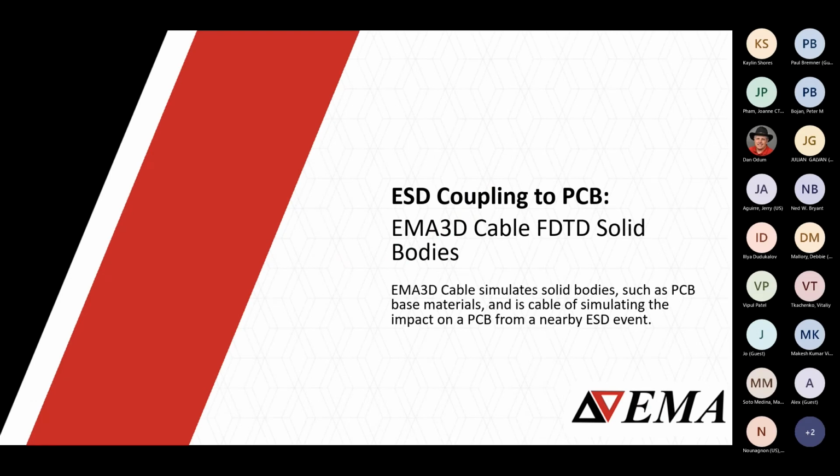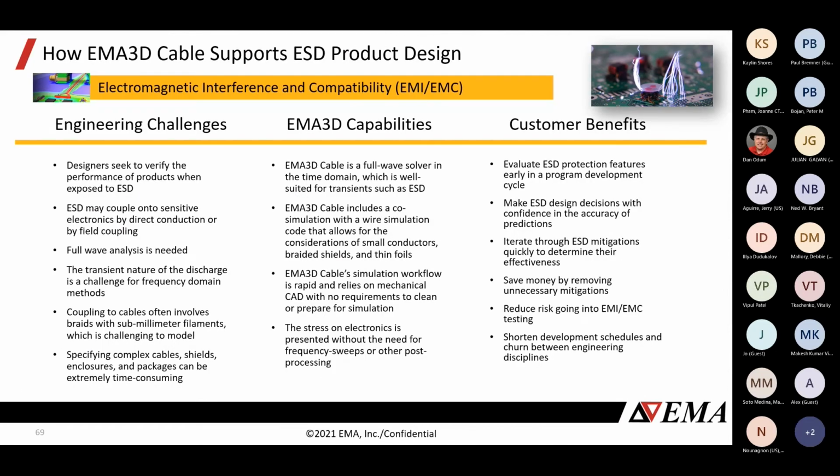Okay, in the next case, we're going to talk about the ability to model PCBs. So EMA3D cable can model not just conductive surfaces, but it can also model bodies. So in this case, we're going to model FR4 material. We could also model Rogers material between a PCB. And the goal here is to predict ESD that couples through fields and waves. The victim PCB in this case is not part of the circuit. So the only way that the ESD is going to couple to it is by field coupling.